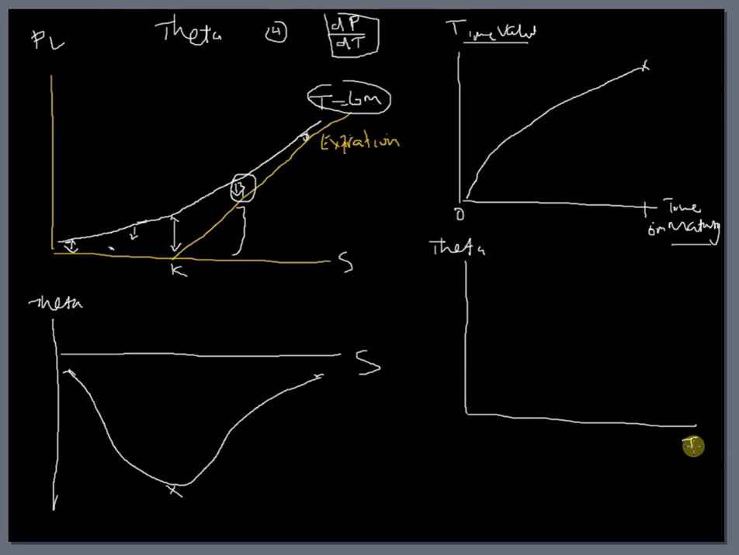So let me draw the theta. This is again the time to maturity. We can see that the theta graph will look something like that. I'm taking the gradient of this graph. Normally people will represent theta in a negative manner. So if you want to draw it in a negative form, it will look something like that. It's the same thing.